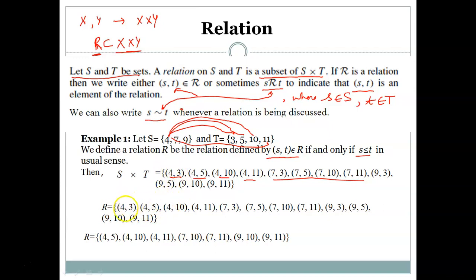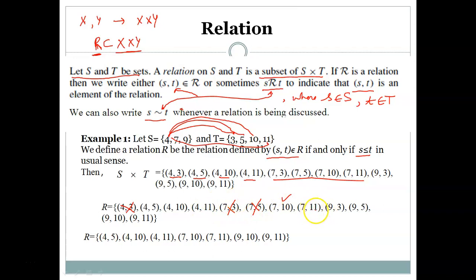For example, I will cross this one; it will not be in the relation. Here 4 is less than 5, so this is okay; 4 is less than or equal to 10, and 4 is less than 11. Here 7 is not less than or equal to the second element, so this will not be in the relation. Exactly, this will not be there either. Yes, this one will be there.